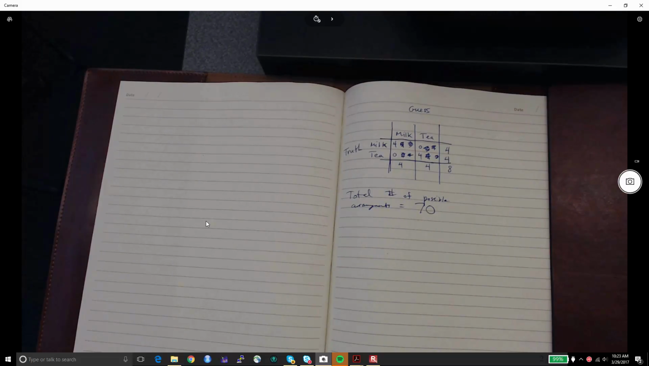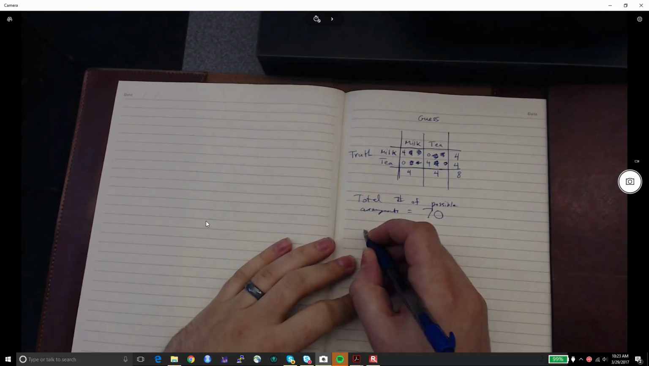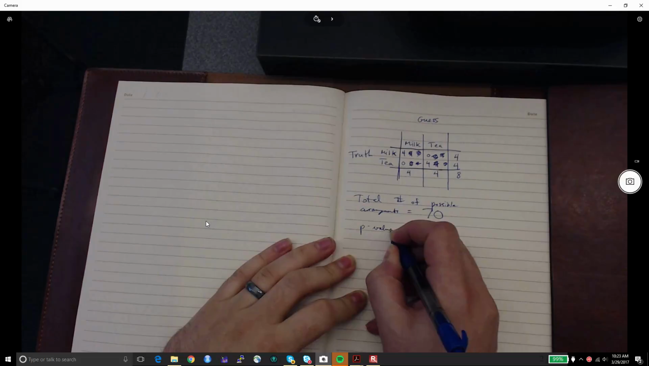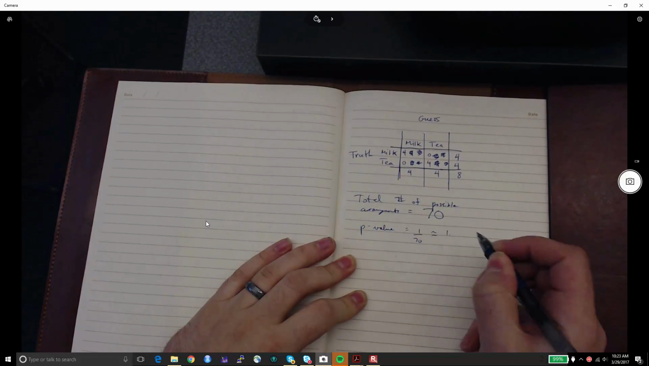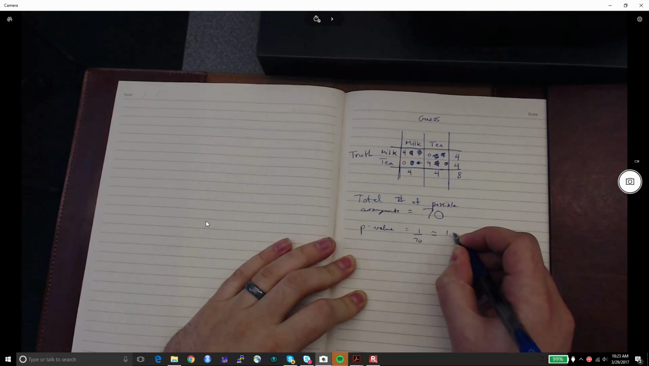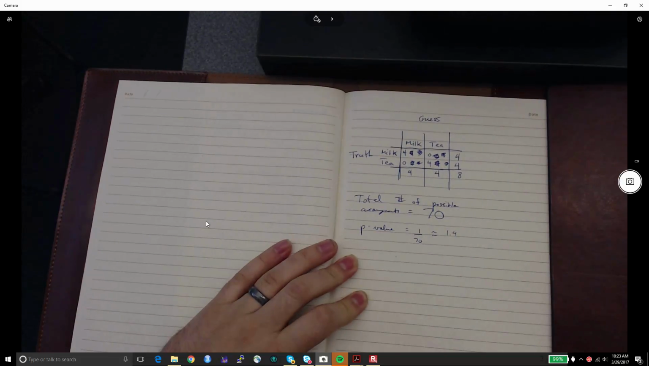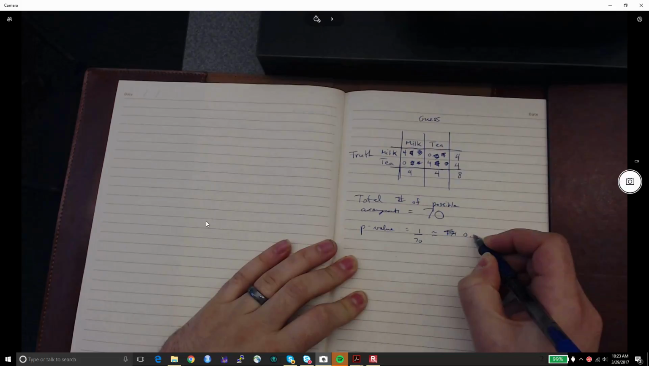Right, 1 over 70. So 1 over 70 would be a way of saying, well, I see one result out of 70 possible rearrangements that is as or more extreme as what I saw. So indeed, in this case, your p-value would be 1 over 70, which is something like 0.014.